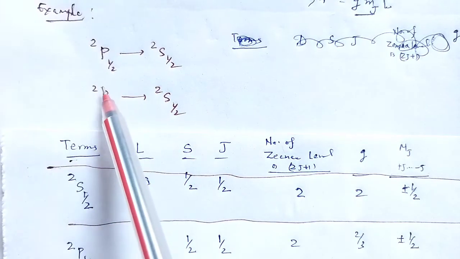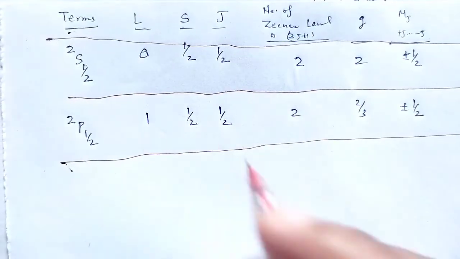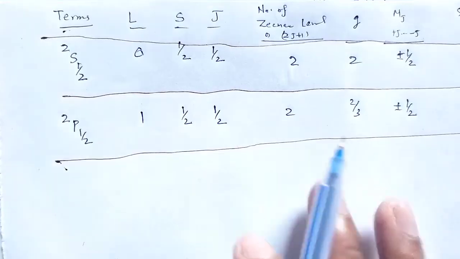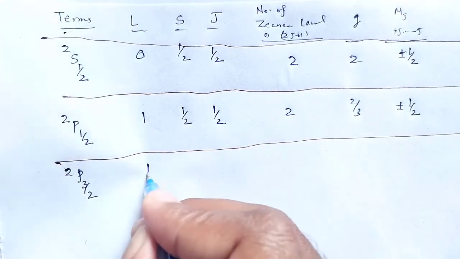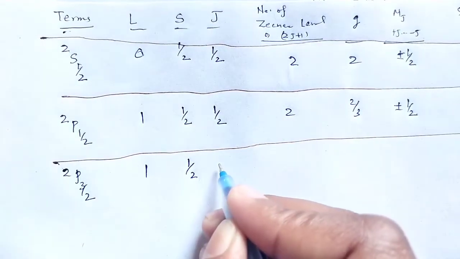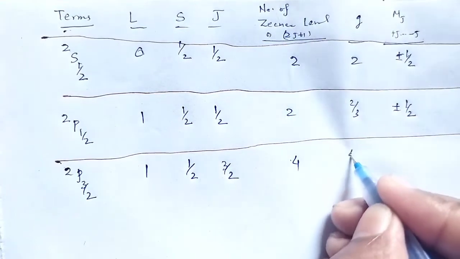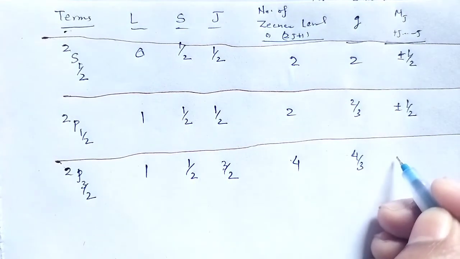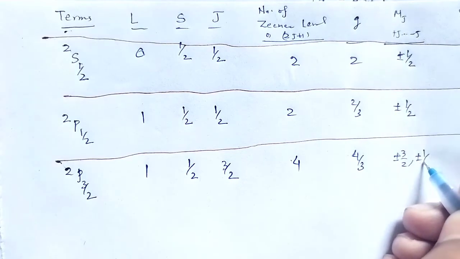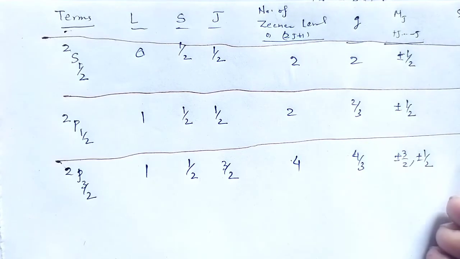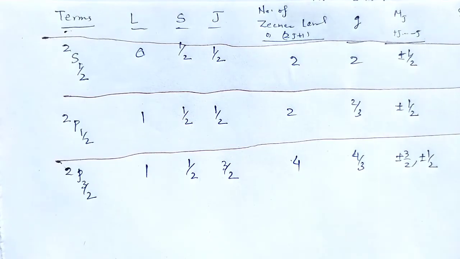Another one, 2p 3/2. Next transition, next term 2p 3/2. So L is equal to 1, S is half, J is 3/2, and g is 4/3. Here m_J is plus or minus 3/2 and plus or minus half, and then the shifts are plus or minus 2 and plus or minus 2/3.